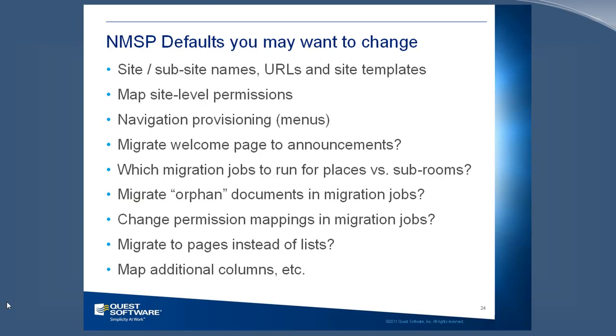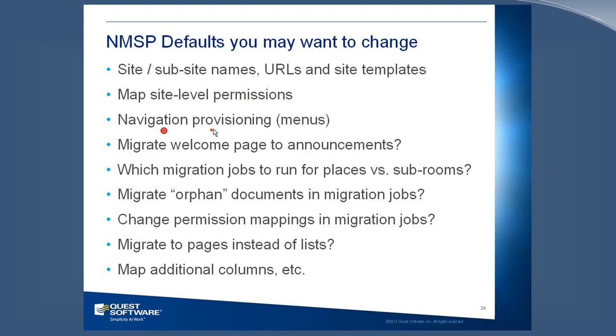So things that you might want to customize instead of using the Quest defaults: you might want to change how the subsites are named. You might want to control how the subsites get named, what the URLs are, and what site templates are used. You might want to change the permission settings. You might, for example, decide you want to map all the access control lists from the QuickPlaces over to site level permissions, or you might want to do that over at the list level, and so on. And as you saw before, there's a lot of options as to how permission mapping works, and so you can decide what you want there.